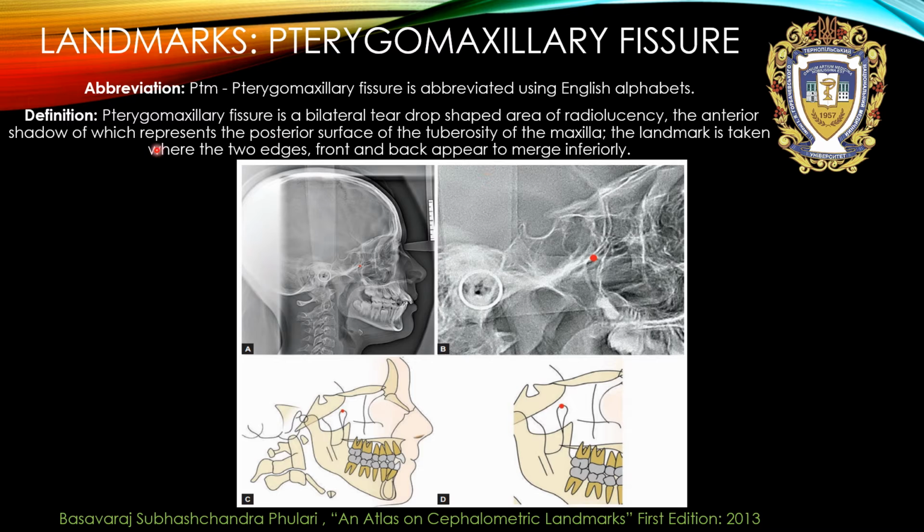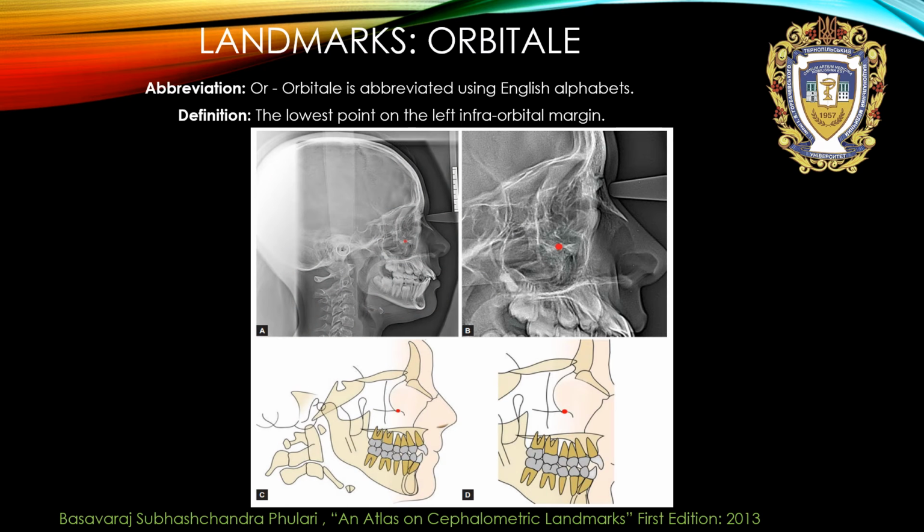Pterygomaxillary fissure is a bilateral teardrop shaped area of radiolucency, the anterior shadow of which represents the posterior surface of the tuberosity of the maxilla. The landmark is taken where the two edges, front and back, appear to merge inferiorly. Next, very important landmark, orbitale. It is the lowest point on the left infraorbital margin.